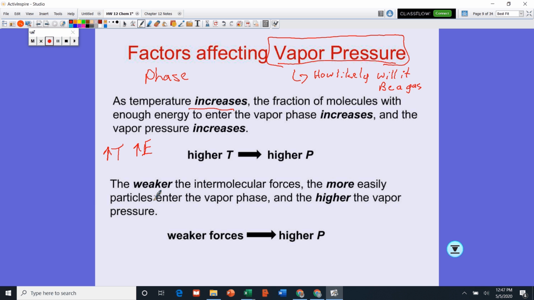All right. If something has weaker intermolecular forces, the more easily those particles enter the vapor phase. So it will have a higher vapor pressure. So a weak IMF equals higher pressure. So nonpolar molecules are more likely to be a gas than polar molecules.